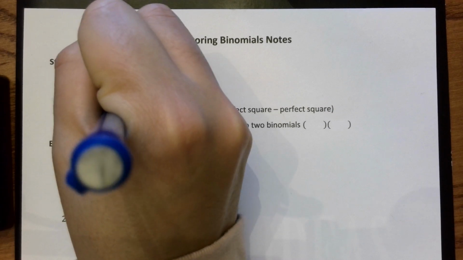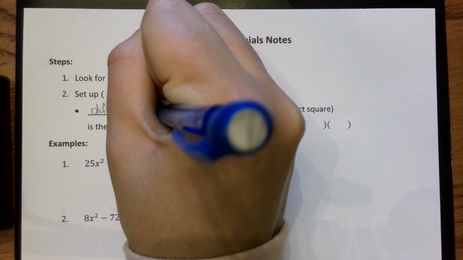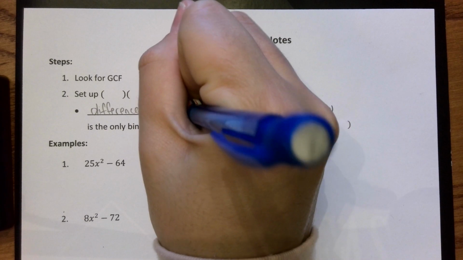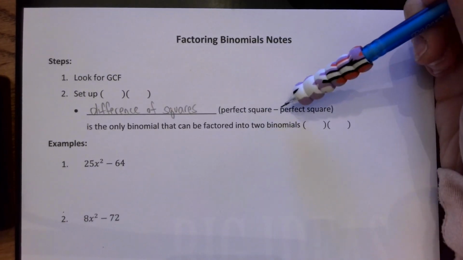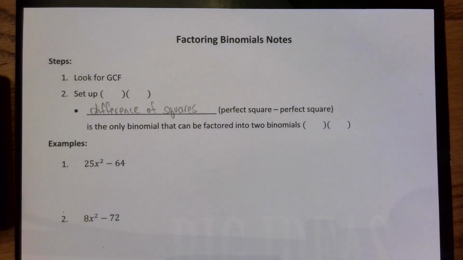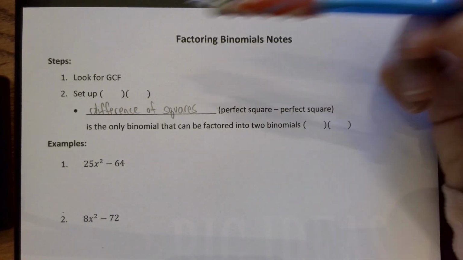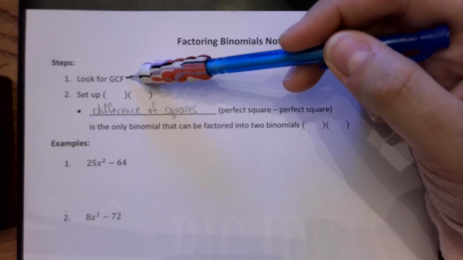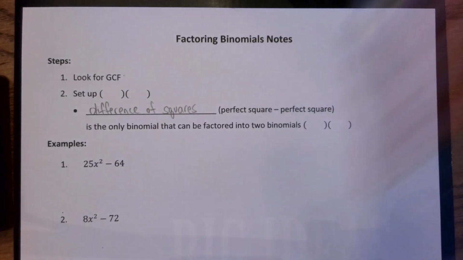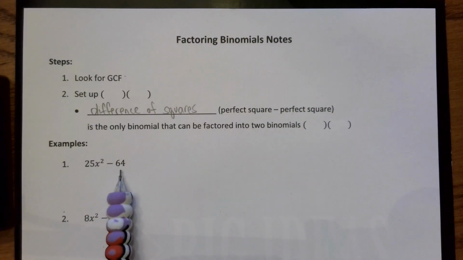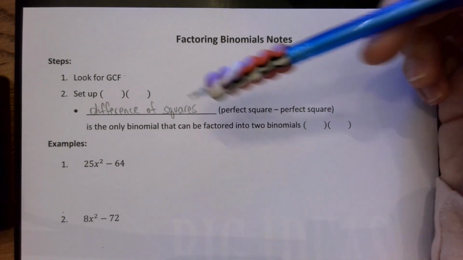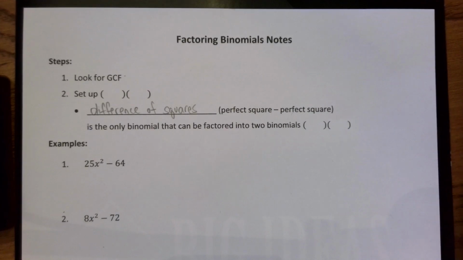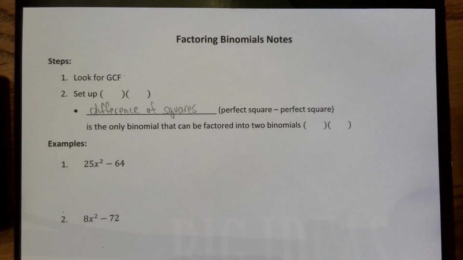So a difference of squares can be identified because you have a perfect square minus another perfect square. The steps are still kind of similar. You're still always checking for a GCF first, and then if you notice that pattern, a perfect square minus another perfect square, then you can set up your binomials. A difference of squares is the only type of binomial that factors into two more binomials. So let's go ahead and take a look.